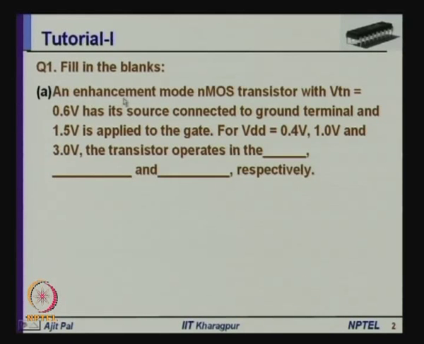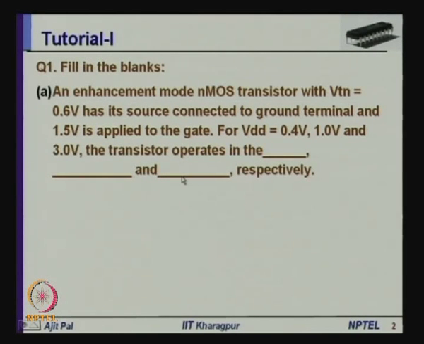It was an enhancement mode NMOS transistor with VTN equal to 0.6 volt, has its source connected to ground terminal and 1.5 volt is applied to the gate. For VDD equal to 0.4 volt, 1.0 volt and 3 volt, the transistor operates in the dash, dash and dash respectively. So, in what regions they really work, that has to be decided.